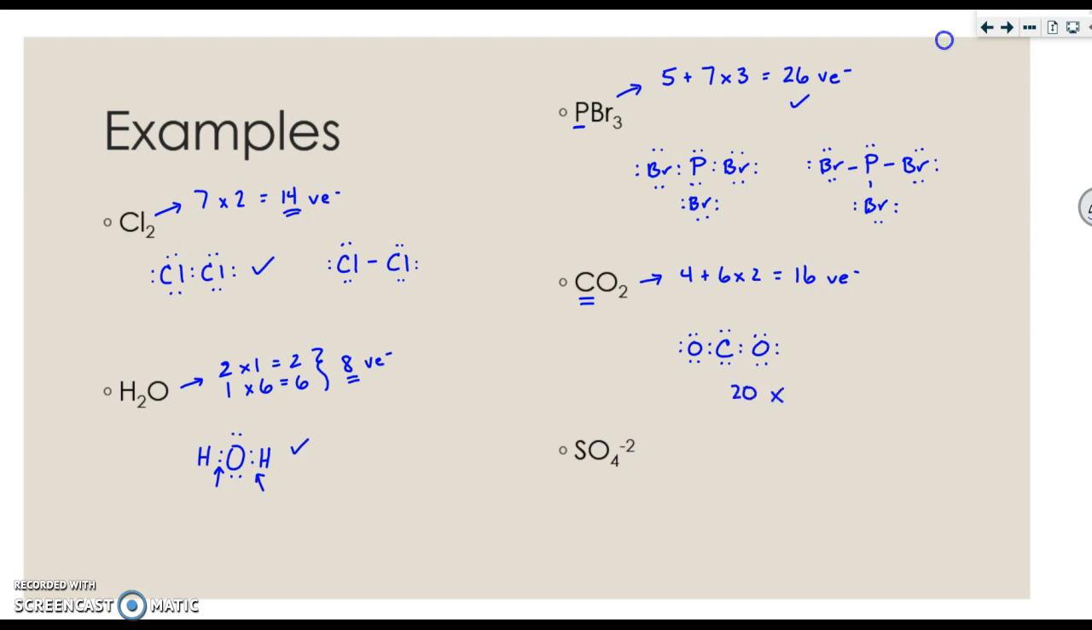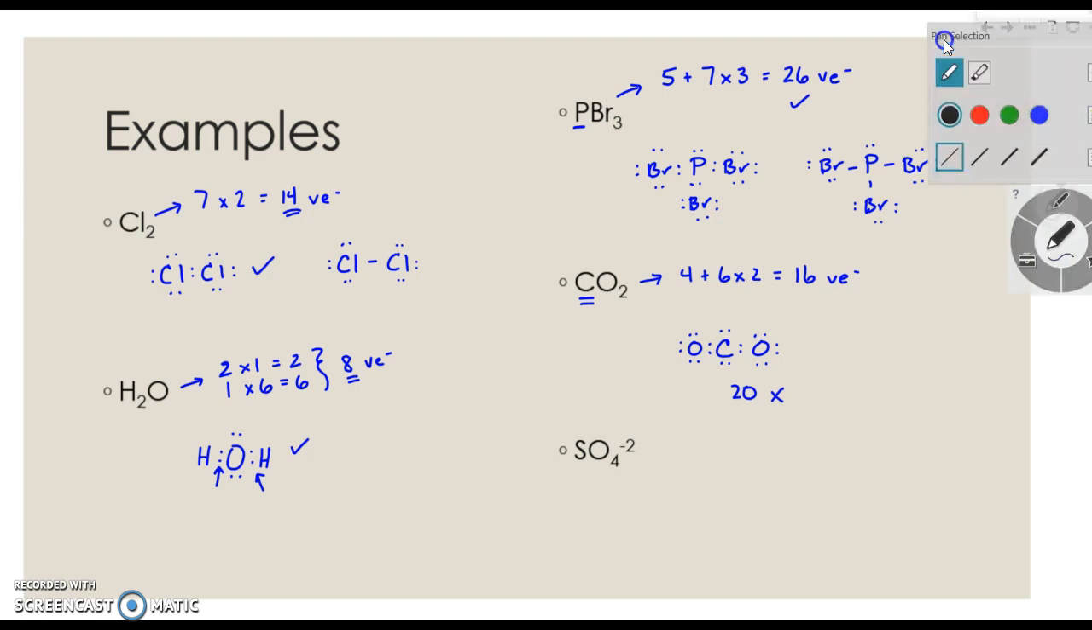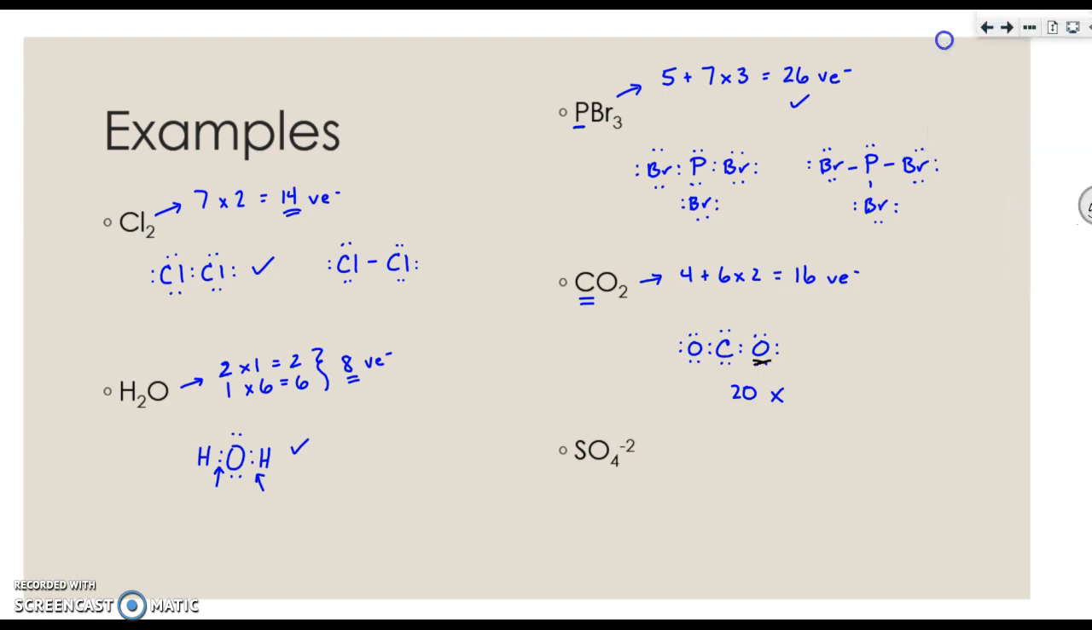I don't want 20. So what I can do at this point is I can start to form some double bonds. I'm going to remove 2 electrons from here and 2 electrons from here. I'm going to instead make that a double bond. Now I'm going to recount my dots. 2, 4, 6, 8, 10, 12, 14, 16, 18. I'm at 18, so I'm still too high.